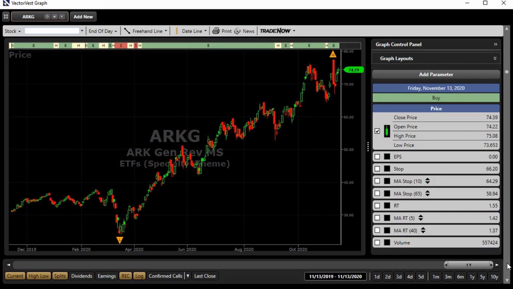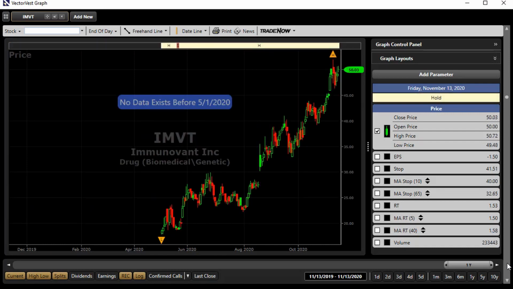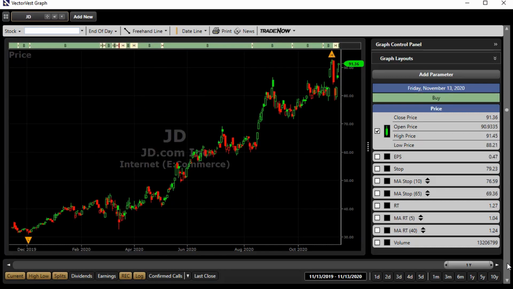Let's keep on looking down the list. ARKG, look at the bottom left, top right. Now, again, you want to find the smoothest patterns possible as we continue to look. JD.com, look at that move on the stock. So with high CI, I strictly just want to look at price movement.